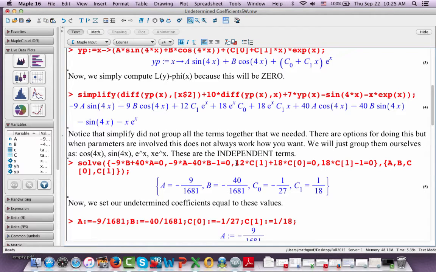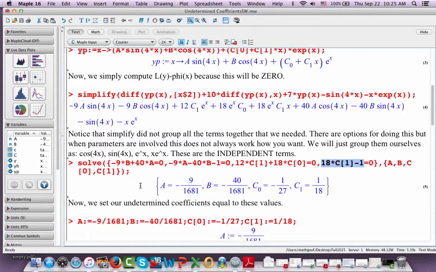Then I do the e to the x term. I notice there's 12 times c1 plus 18c0 times e to the x. Our phi of x doesn't have that, but anyways, we've set it up so these are all set equal to 0. So that's equal to 0. And then I go to my x e to the x term, and I only have two of those. There's an 18 times c1 x e to the x, and there's a minus 1 times x e to the x, and that's equal to 0.